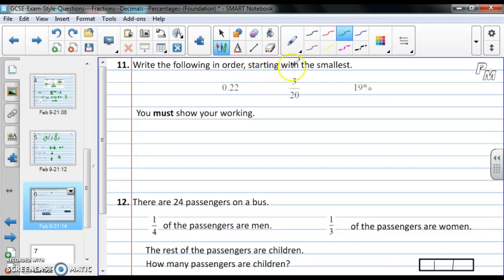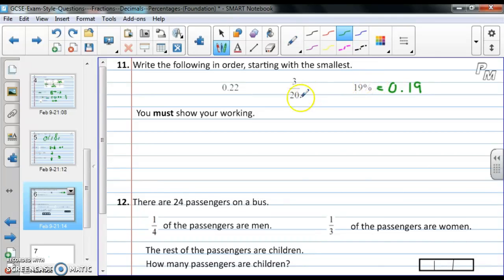So this one, we want to get these all into the same type of value. So I either want them in fractions, decimals, or percentages. Now, if I've got a calculator, the easiest way to do this is to do it as decimals. Okay, so looking at these values, I've already got a decimal here. If I look at this, I've got 19 out of 100, so that really means that I've got 0.19. Okay, and that's going to be my decimal here.